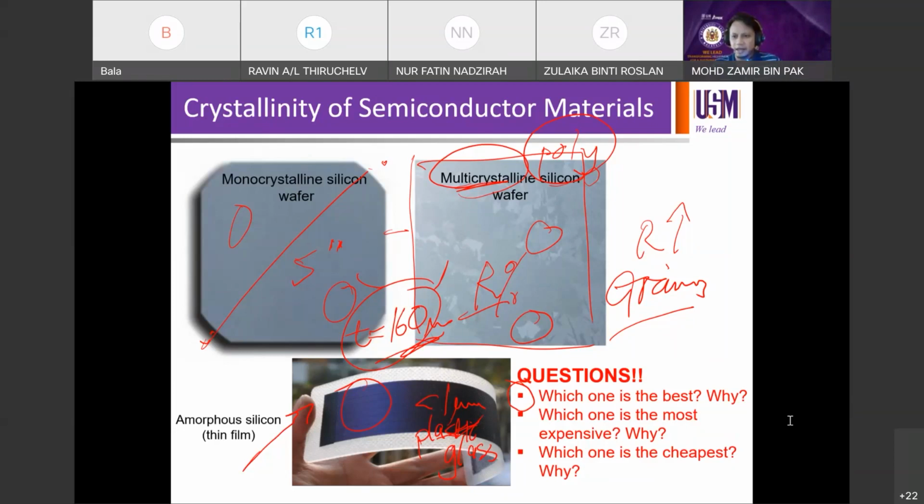Okay, let's see. Shasha commented because of the arrangement. I think, yeah, similar to Ravin. Right, okay. The answer is monocrystalline, yes. Because of the crystalline arrangement, which is infinite in nature, that will affect the movement of carriers that we're going to learn later on. So the way carriers move in the lattice will be affected by the crystalline arrangement.